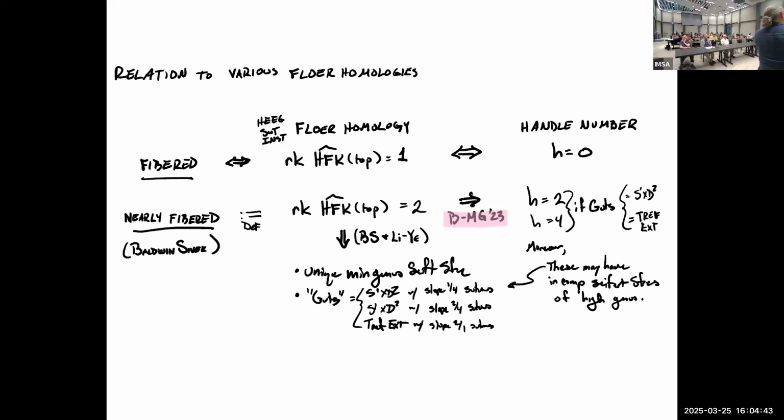I think one view on that is that these Floer homologies only tend to see norm minimizing things. So once you're looking at something that's not minimal genus, they maybe tend to not see that.